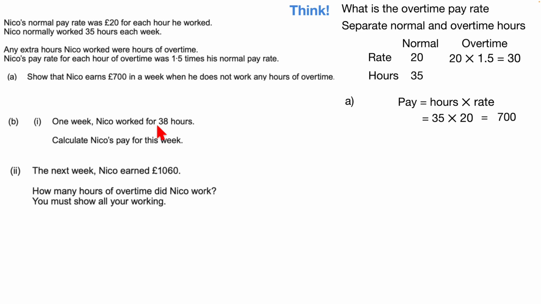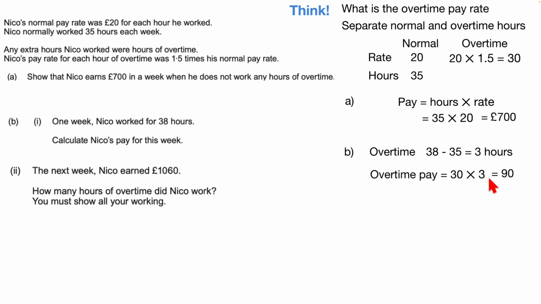In 1 week, Nico works 38 hours. 38 is greater than 35. He's into overtime territory. How many overtime hours does he work? Well, overtime is 38 minus 35. He works 3 hours of overtime. For those 3 hours, he's getting the bonus rate of 30. So his overtime pay is 30 times 3, which equals 90. He works his 35 hours for 700 and his 3 hours for 90. His total pay is 700 plus 90 equals 790.